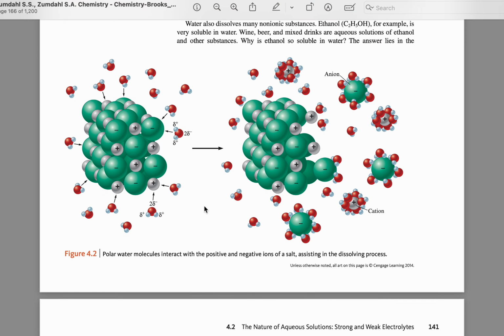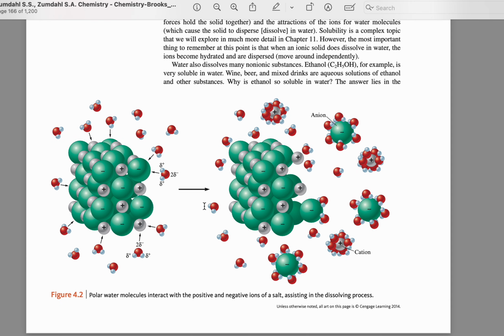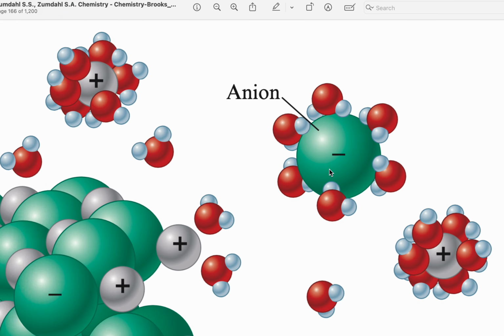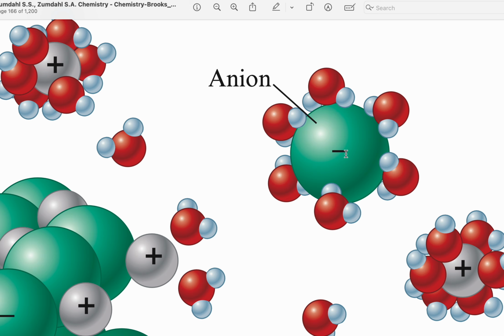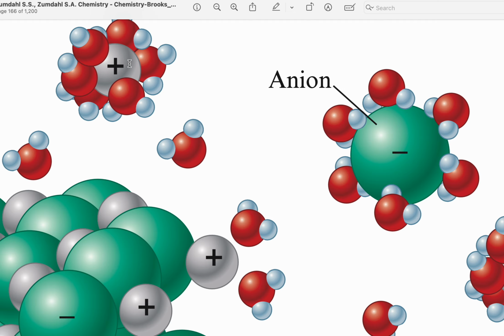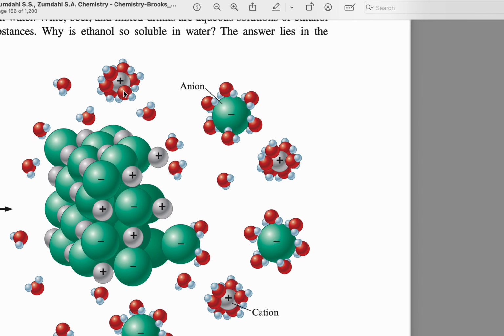So this is a diagram of things dissolving, right? These things are being taken away. So we see over here, there's a big anion, which is a negative ion, and it is attached to a bunch of partially positive hydrogen atoms, because opposite charges attract each other. And we see the positive ion over here is attached to the negative sides of the water molecule, so the oxygen area.